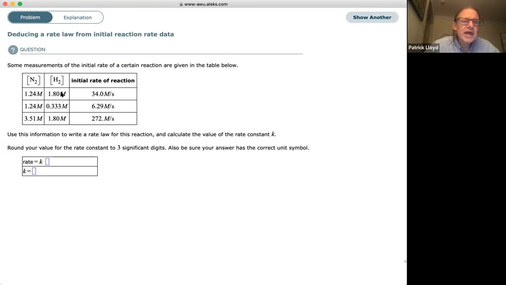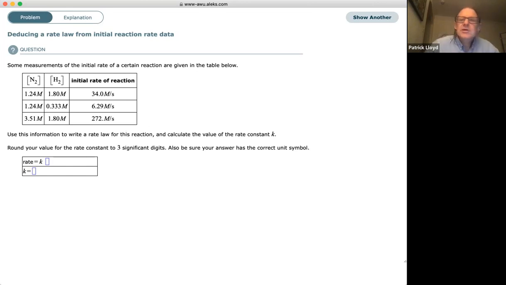So when you have these concentrations here, that's your rate. When you have these concentrations, that's your rate. And when you have these concentrations, that's your rate. Okay? So use this information to write a rate law for the reaction and calculate the value of the rate constant K. Round your answer for the rate constant to 3 significant digits. Okay, so you're going to write the rate law. You may need to use exponents depending on what they come out to be.